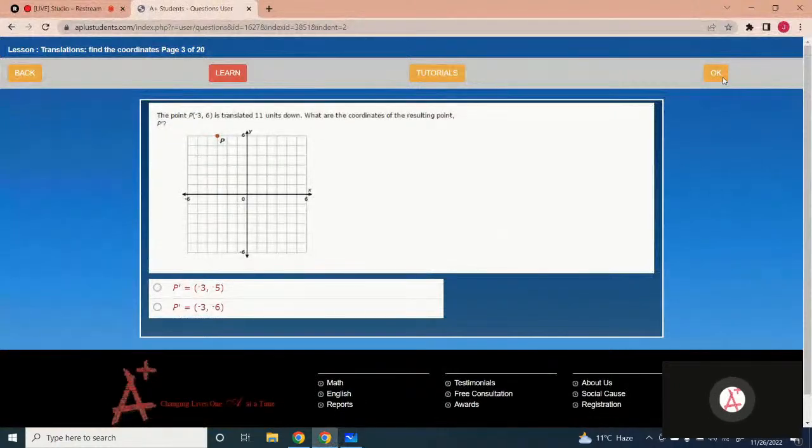Okay, the next one is the point P, negative 3, 6 is translated 11 units down. What are the coordinates of the resulting point? So you are translated 11 units down. Got it? That means you have to subtract the value 11 from which variable? X or y?